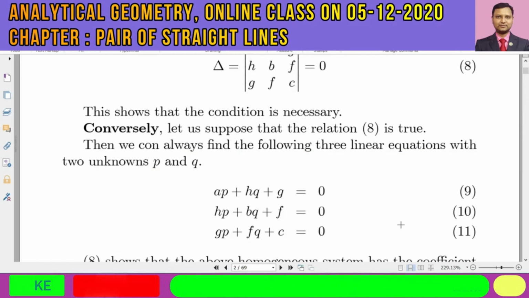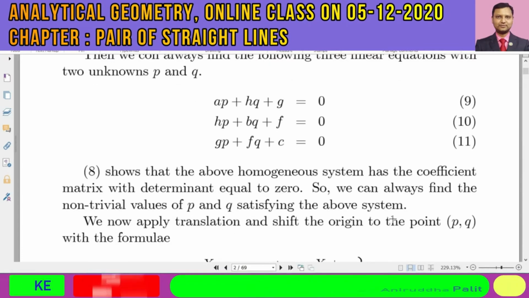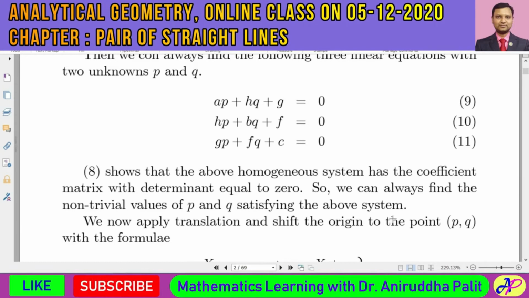Yes, sir. So the remaining portion is just mathematical computation and a little bit of geometric idea. That's all.